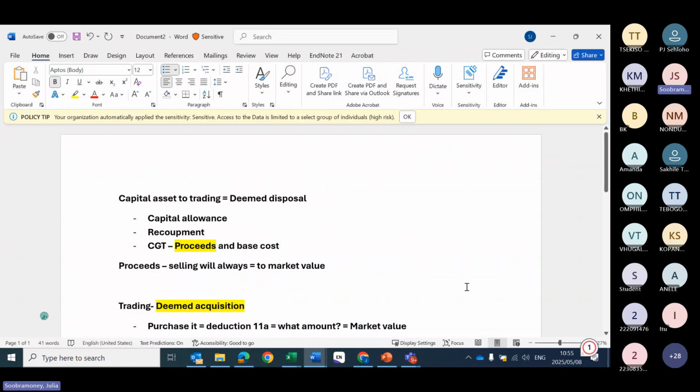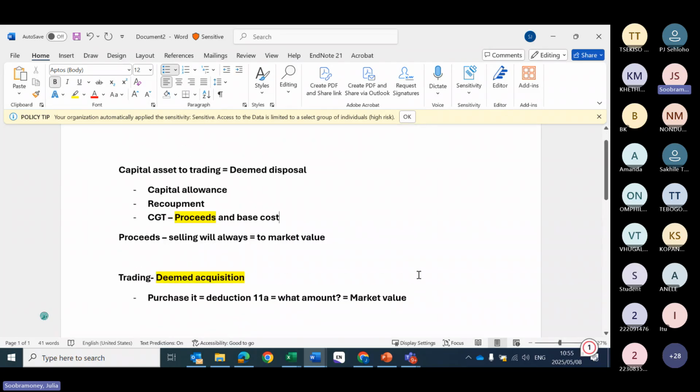So at the end of the day, students, if I'm going from capital asset to trading stock, ask yourself the question: I'm deeming a disposal for the capital asset. What do I normally do when I sell an asset? You follow the same process and do the same calculation. Only difference, the selling price will be equal to market value within your calculation.